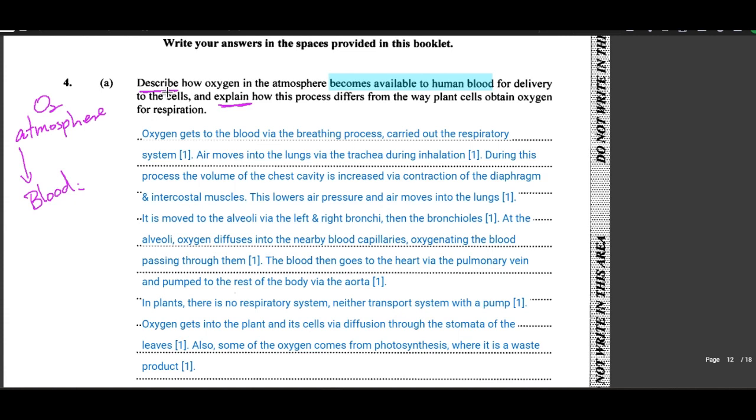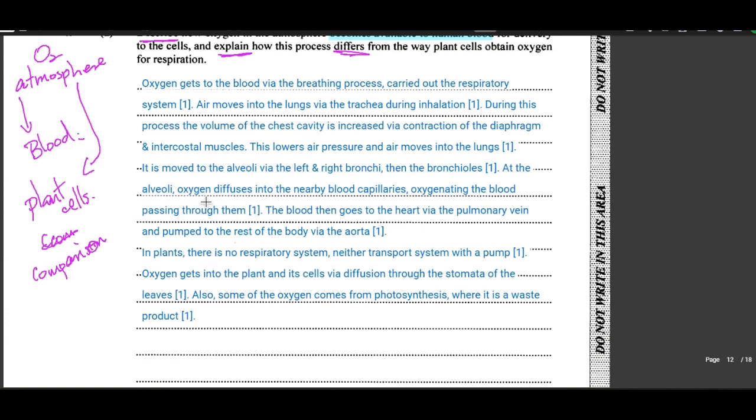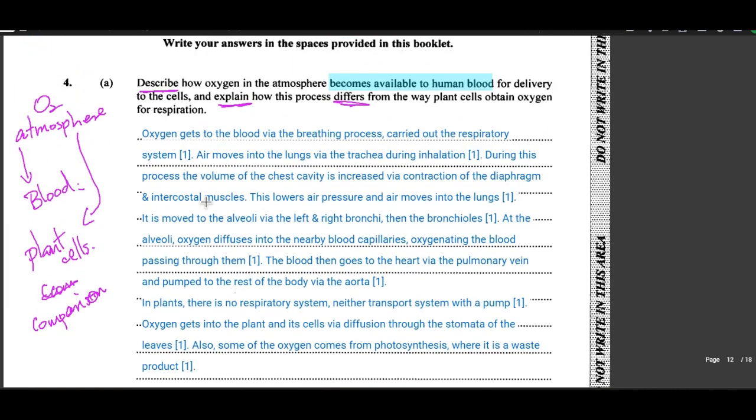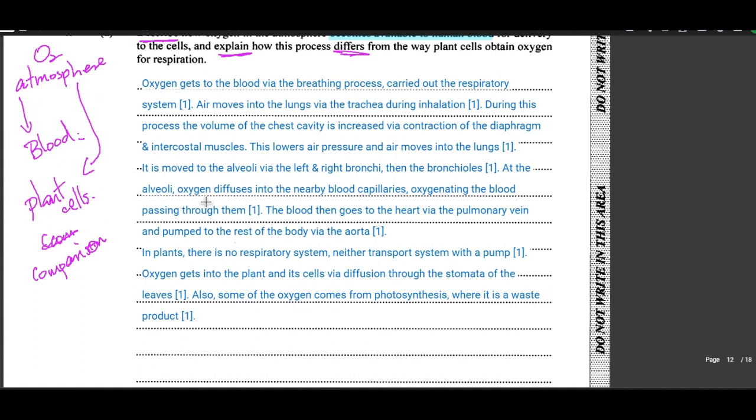So you're describing first, so you're just outlining the process first, and then you're going to explain how it differs from the way plant cells obtain oxygen for respiration. So now we're going to figure out how you're going to do that, from oxygen in the atmosphere to plant cells. All right, and you're looking for a comparison. When you see "differs", it's a comparison question, right? CXC loves comparison questions, okay? And let's look at what this question is worth. Oh Lord, so much. 9 marks. So I've outlined the answer here in 9 parts.